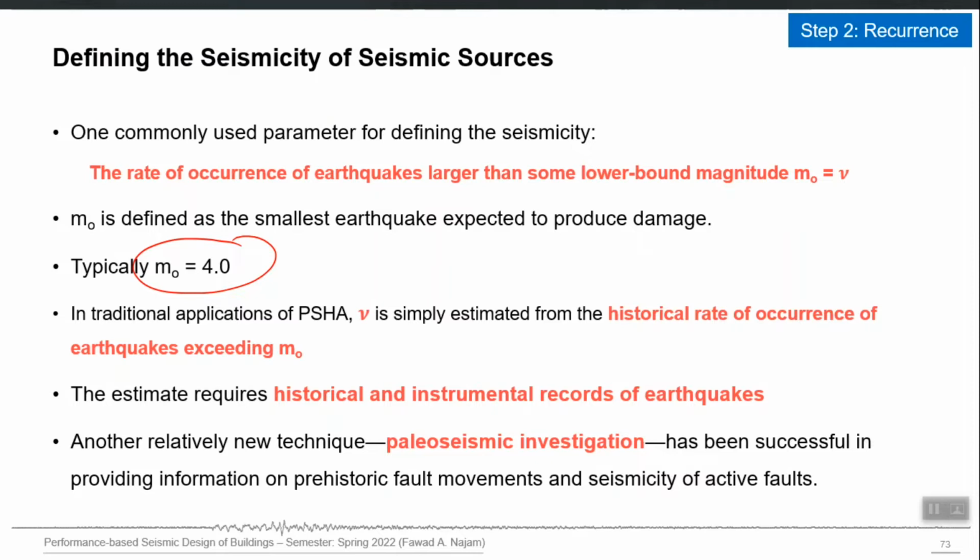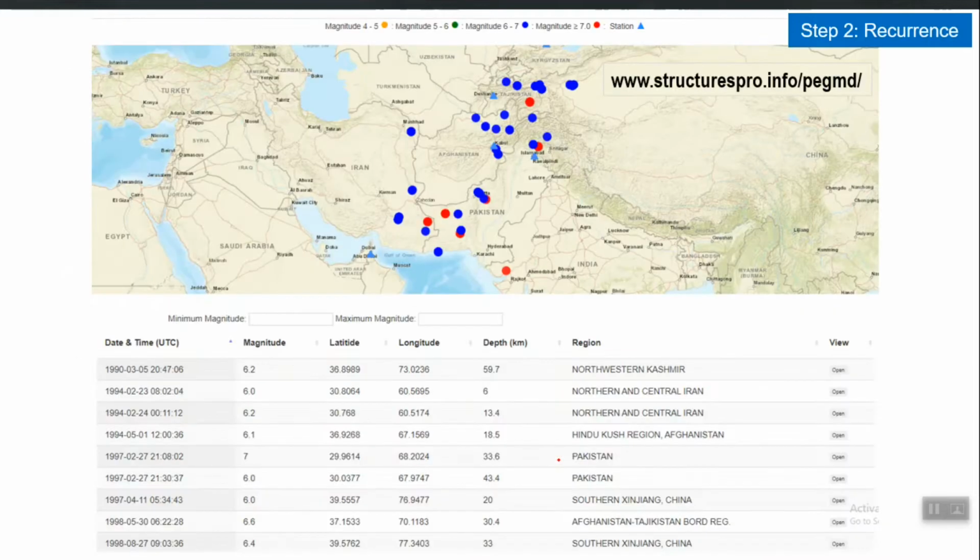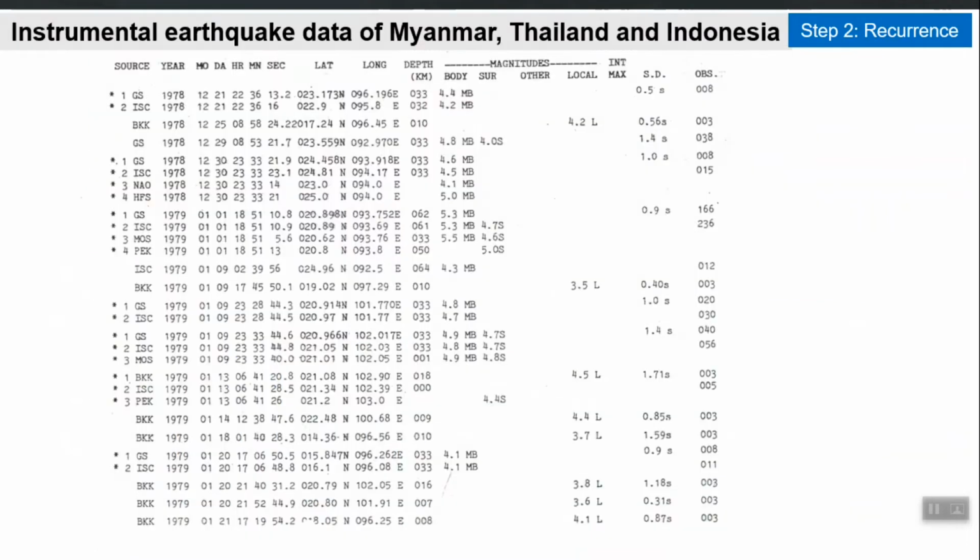So we gather all that data either from instrumental records, from historical seismicity records, or from paleoseismic investigation, and then you finally make an earthquake catalog. An earthquake catalog is a list which tells us that this much magnitude occurred in the past at this epicenter location, this depth, this region, at this time, right. So it's a detailed list of all past earthquakes in your area.